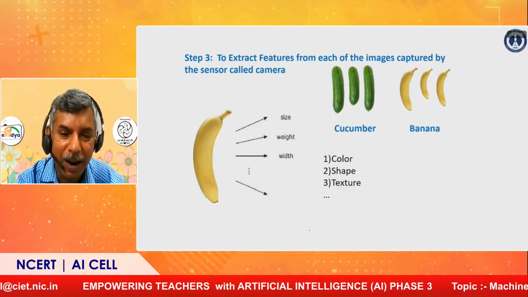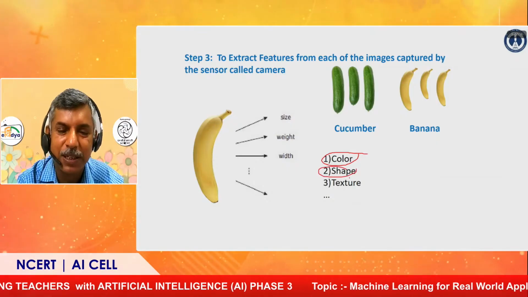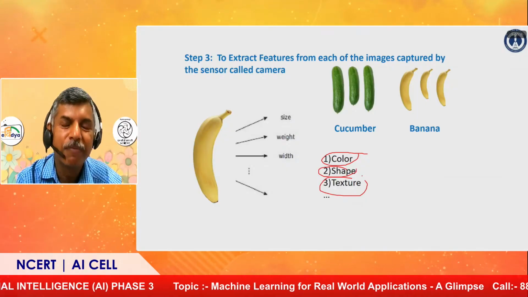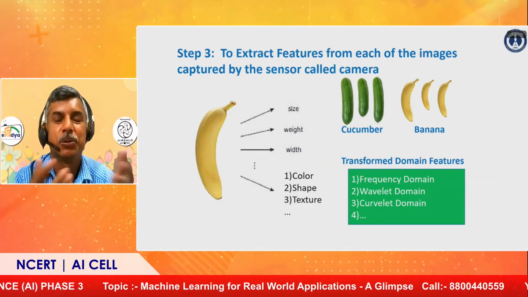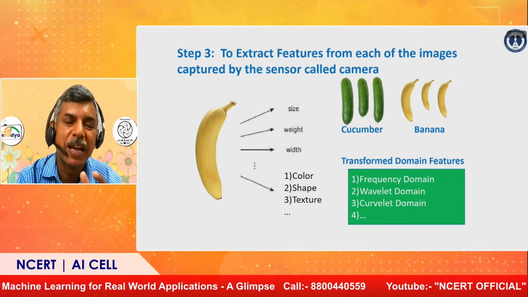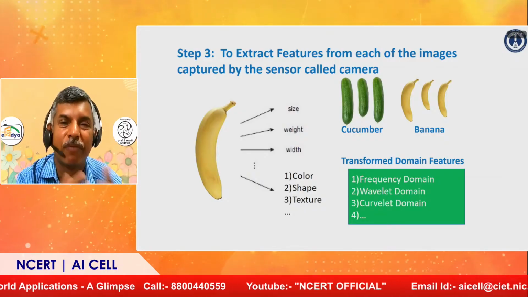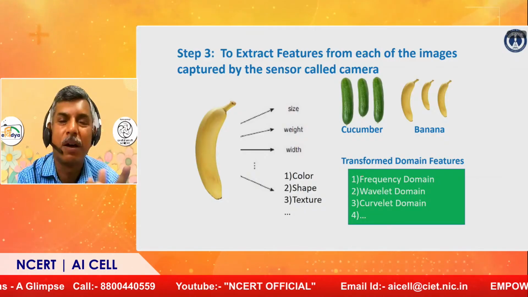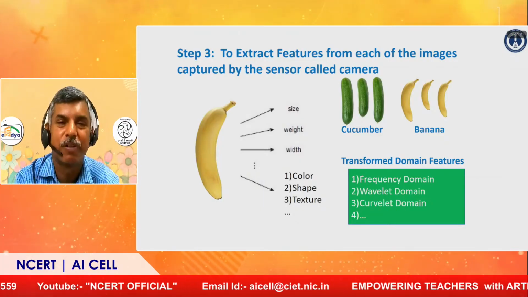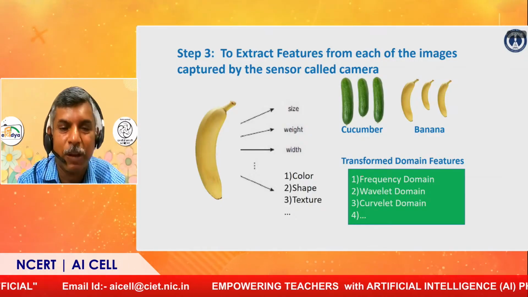It can be even color. For example, for cucumber and banana, it can be color classification, shape classification, texture classification. Like that, so many types of features are there. At an advanced level, for those who are not in this particular field, they do have to understand that these features can be converted into other domains like transform domains, such as frequency domain, wavelength domain, convolution domain. I'm not covering those things, but there are mechanisms by which we convert these features into a different domain, so that machines will be able to understand in a much better way.